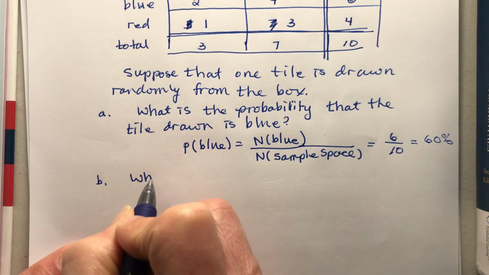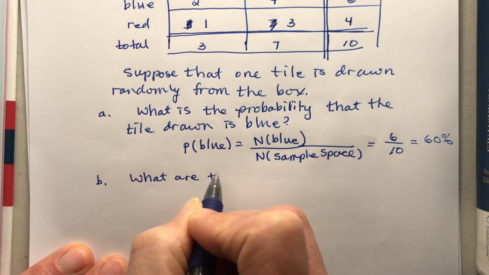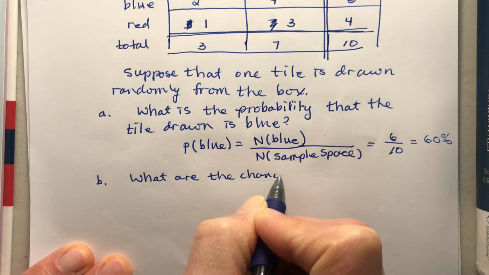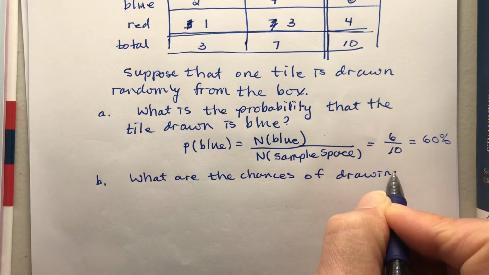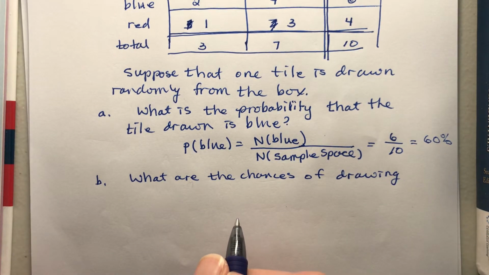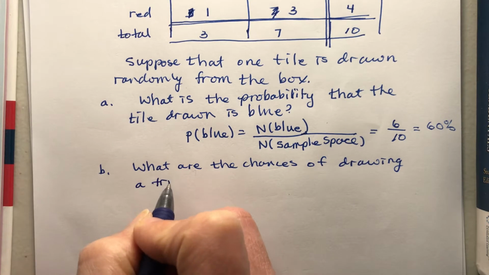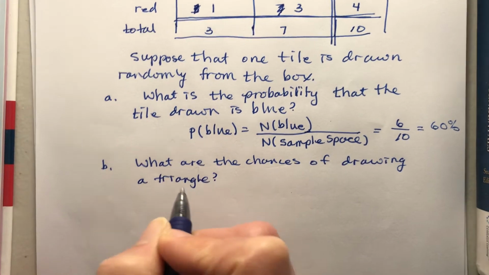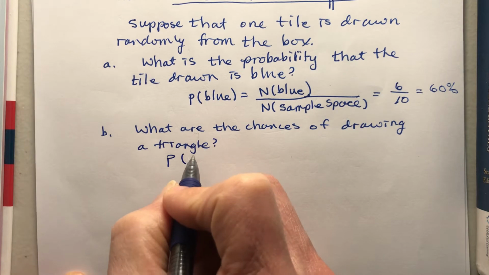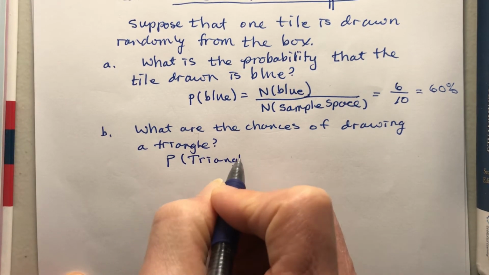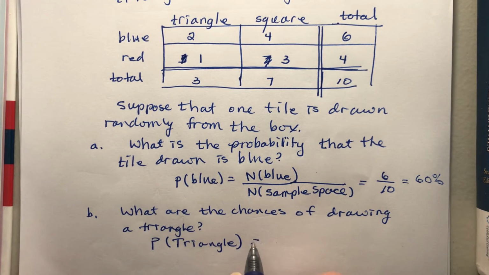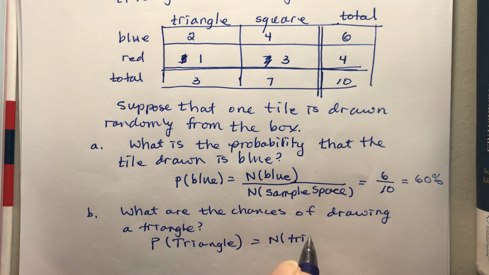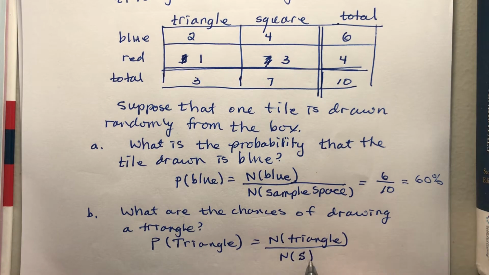What are the chances of drawing a triangle. So the probability of getting a triangle, maybe I should just put a shaped triangle. The probability of triangle is what? Well, it's the number of triangles divided by the number in the sample space S.